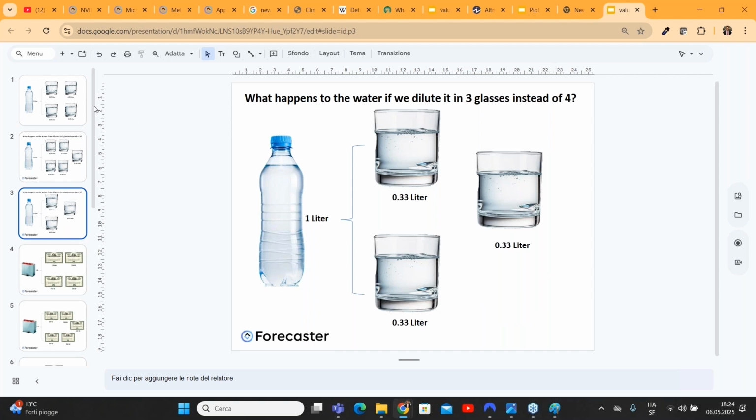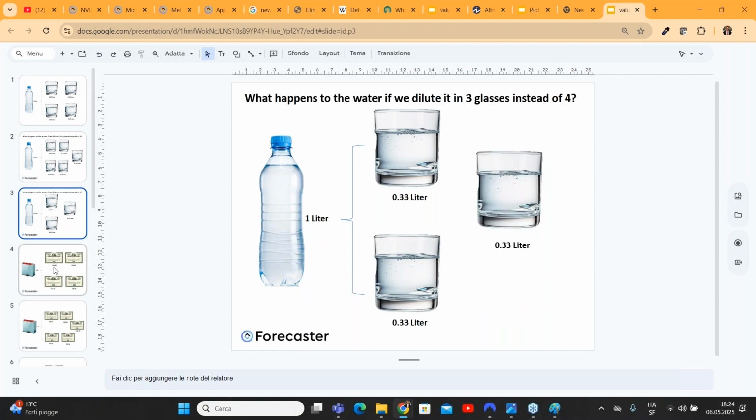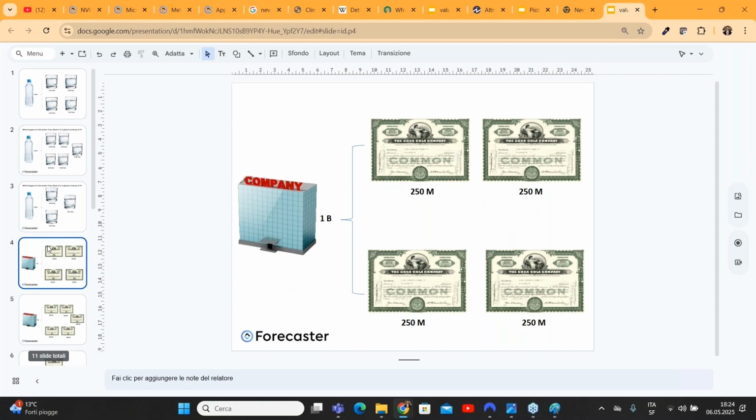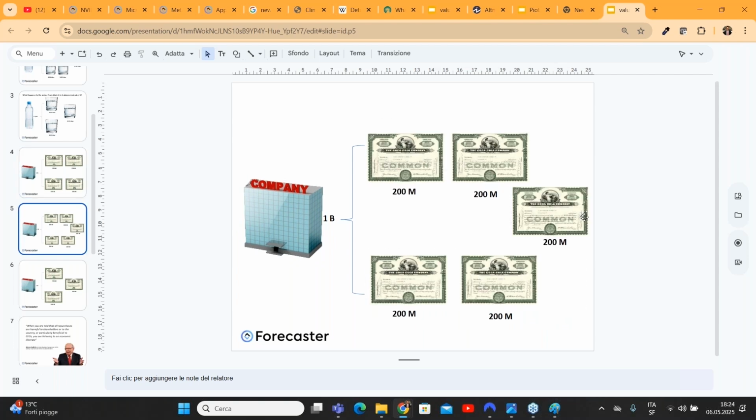Okay, so if we go from this situation to this situation, very simple. Of course, we can do the same example with shares. If you have a company which is worth 1 billion and you have 4 shareholders, you have 250 million for every share. Okay, if you add one share, the value of the company remains the same, but of course the value of all the other shares drops to 200 million.